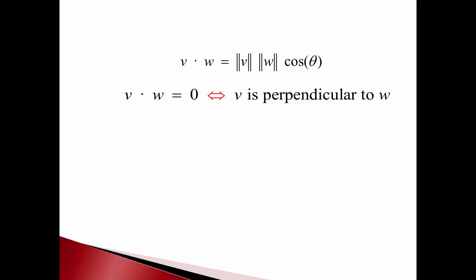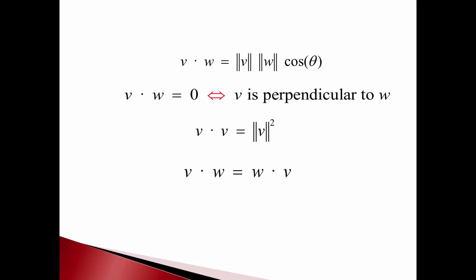Then v dot v would be the norm of v times the norm of v times the cosine of the angle between v and v. Since v and v point in the same direction, the angle between them would be 0. Cosine of 0 is 1, so you don't see the cosine part. You just see the norm of v times the norm of v. So v dot v is the norm of v squared. You can actually get that from the formula too. It's pretty easy to see. That's a useful fact that we'll use again later.